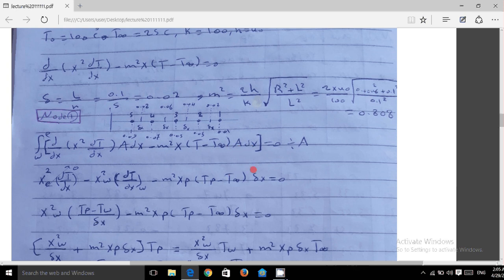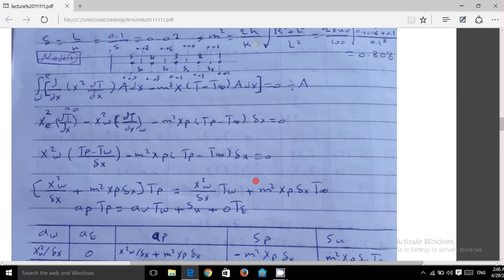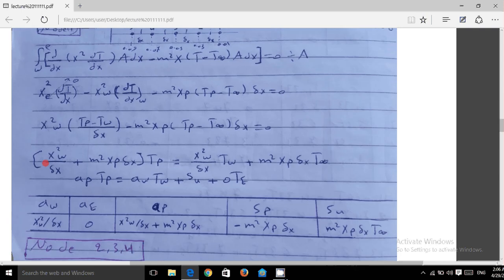When I integrated it, it converted to delta x. Then when he tells me in the question that dT over dx is equal to 0, because he tells me in the question that the end is perfectly insulated, it means that dT over dx is equal to 0. You should always pay attention to these phrases. So I will just have x west squared.